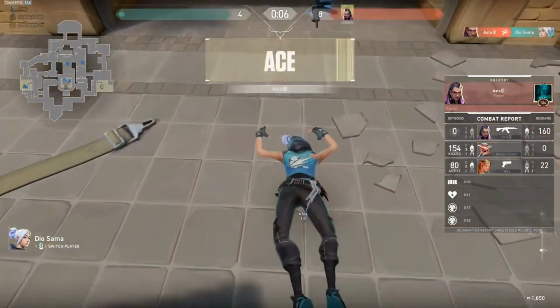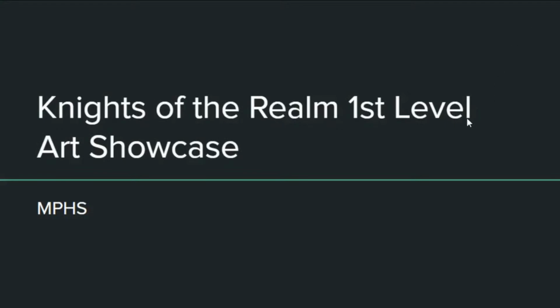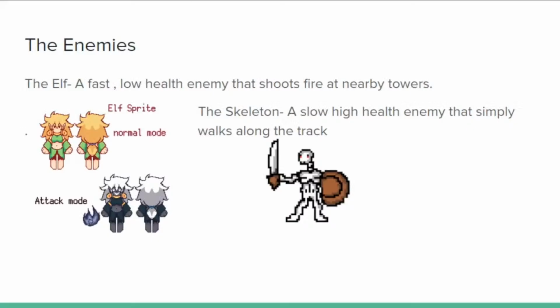Only in Valorant Esports. Hi, it's Wes from MPHS with the first level showcase. For our enemies, we have the elf and the skeleton. The elf will be fast, low health, and shoot fire at nearby towers. The skeleton will be a slow, high health enemy that won't do anything but walk along the track.